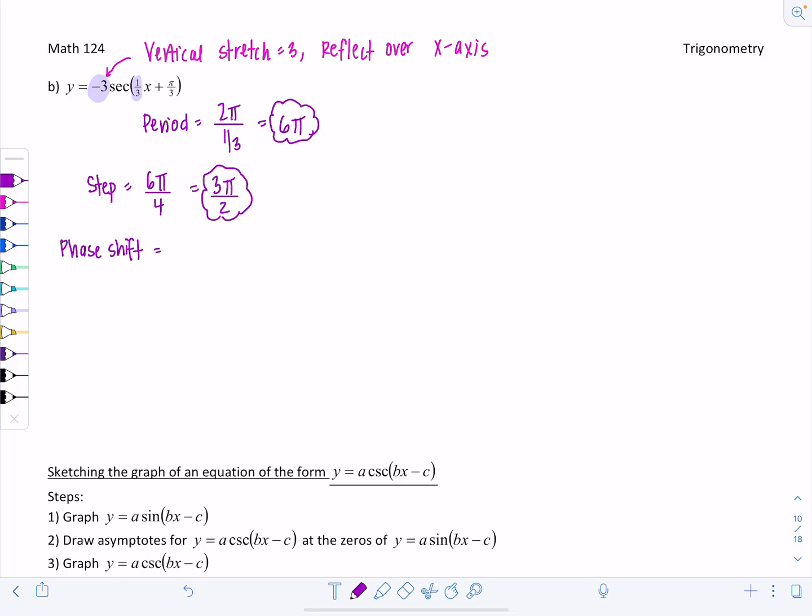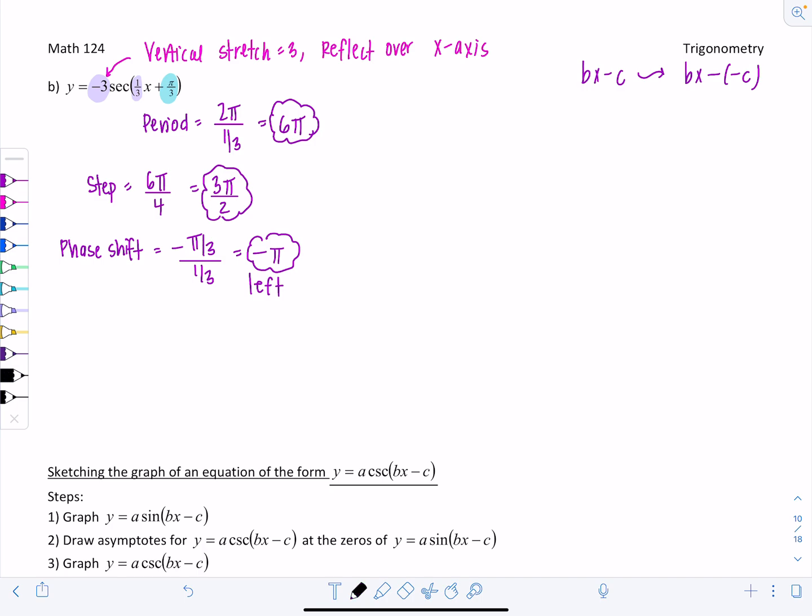So the phase shift is equal to c divided by b. Well, since we have plus pi over 3, remember, it's supposed to be bx minus c. So if it looks like bx plus c, it's actually bx minus -c, right? So the phase shift is negative pi over 3 divided by 1/3. So the phase shift is negative pi. What does it mean when it's negative? That you go to the left. Oh my. Okay.